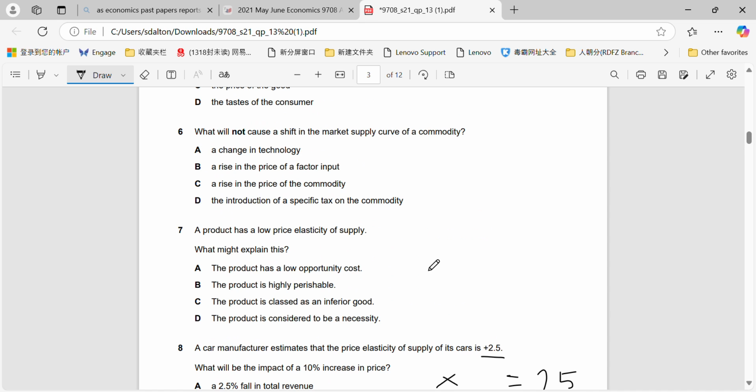Okay, a product has a low PES. What might explain this? If the product is highly perishable, that does result in having a low PES. Remember, determinants of PES are the ability to store and the level of spare capacity that they have. It has nothing to do with opportunity cost. It has nothing to do with whether it's an inferior good, etc. That's YED that calculates that. And the product being considered a necessity is a determinant of PED, not a determinant of PES.